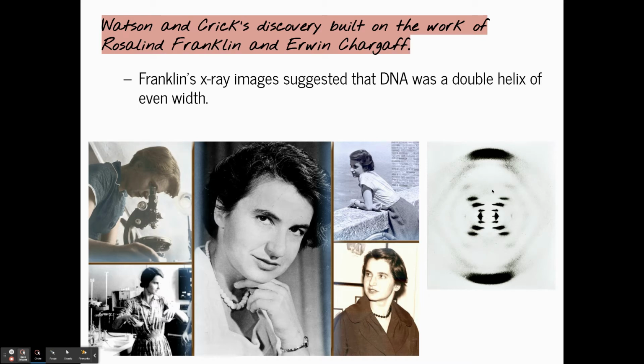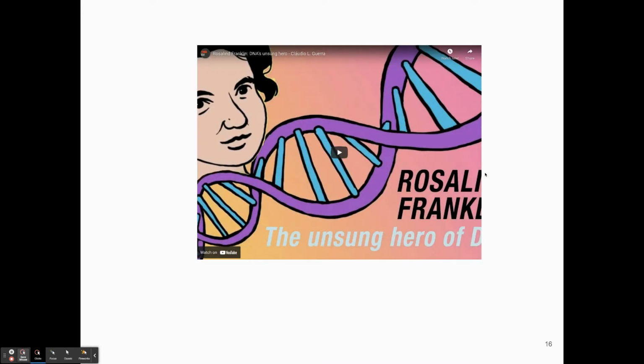Watson and Crick's discovery built on the work of Rosalind Franklin and Erwin Chargaff. Now, Franklin's X-ray image suggested that DNA was a double helix of even width, as we see here. So this is what the X-ray would look like. Her photo is an infamous photo. It's called Photo 51. And like we said, without this photo, Watson and Crick would not have been able to discover the structure of DNA. Here's a video on Rosalind Franklin. Please go ahead and watch this on your own.